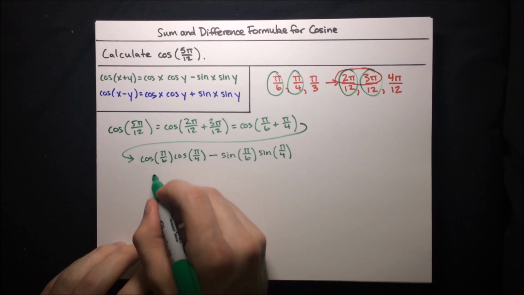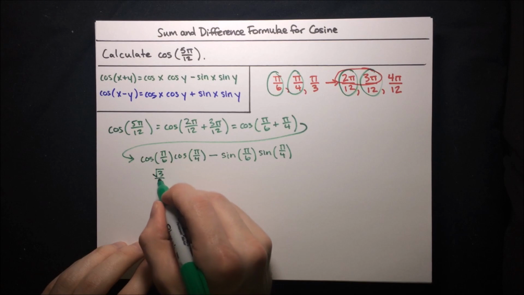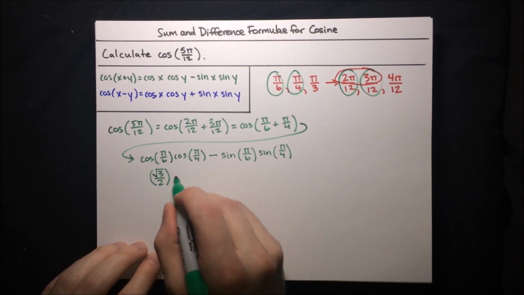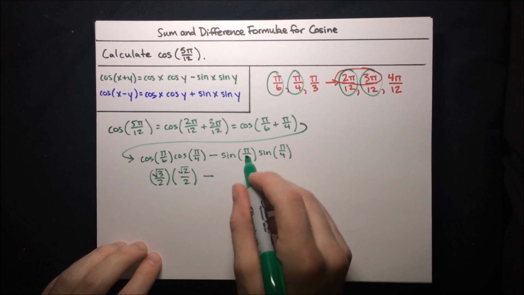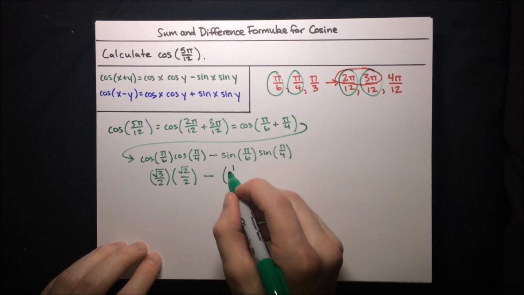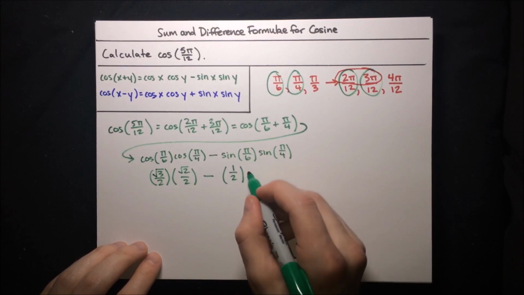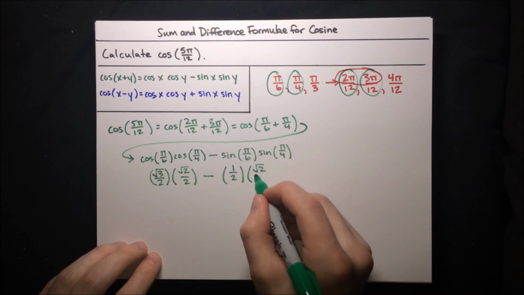Cosine of pi over 6, that's just root 3 over 2, and then cosine of pi over 4, that's just root 2 over 2, and then minus sine of pi over 6, that's just 1/2, and then times sine of pi over 4, that's just root 2 over 2.